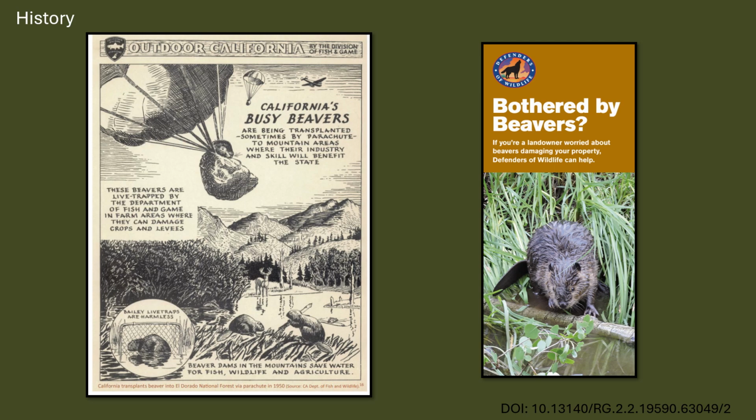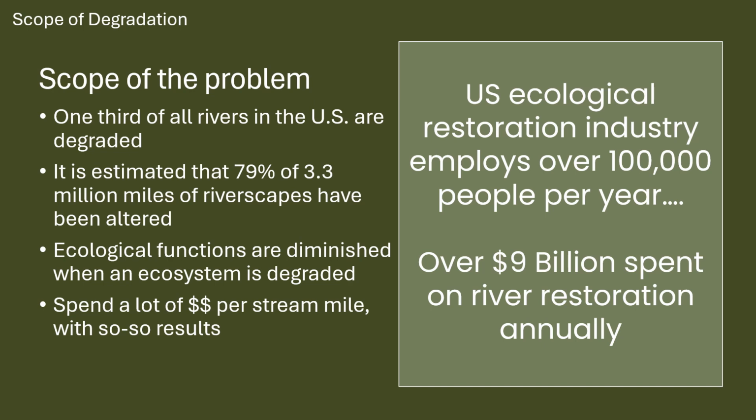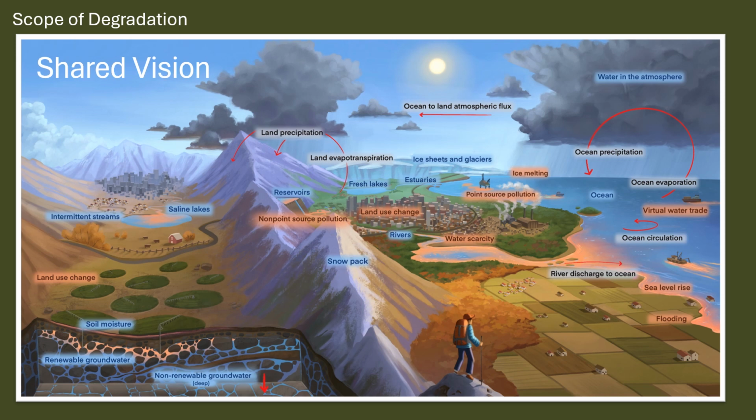Now, let's dive into the scope of riverscape degradation. The scope of degradation is massive. Tens of thousands of miles of riverscape are no longer able to sustain ecological functions or physical, chemical, and biological processes. One third of all rivers in the U.S. are degraded, and by diminishing the processes, our riverscapes are no longer able to provide ecosystem services that humans and wildlife use.